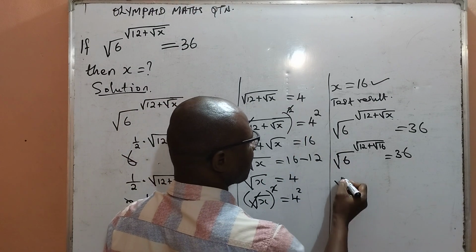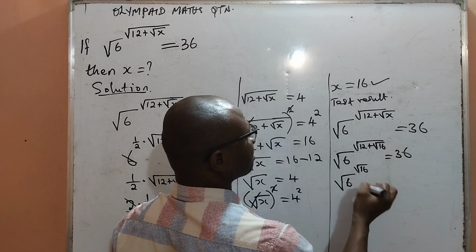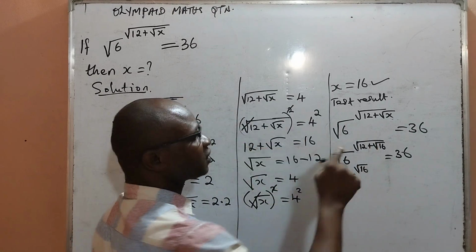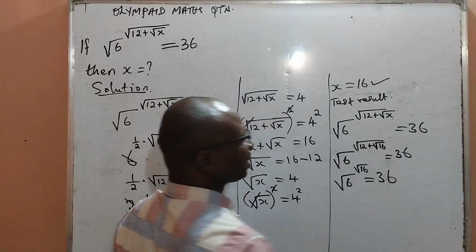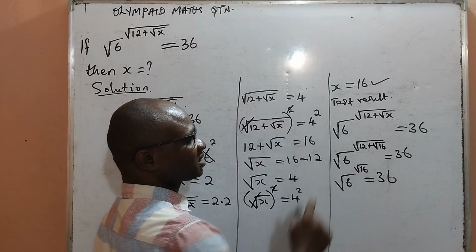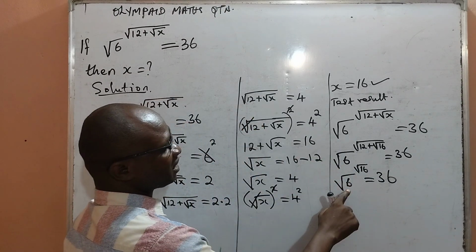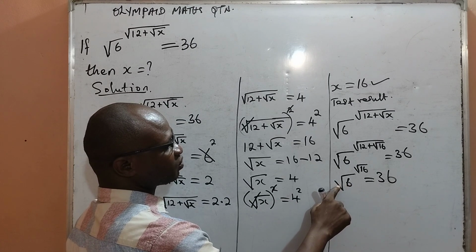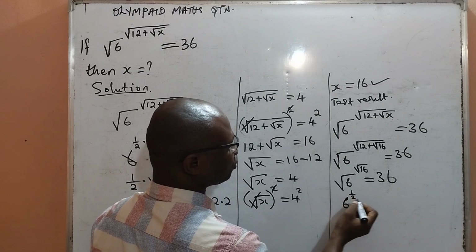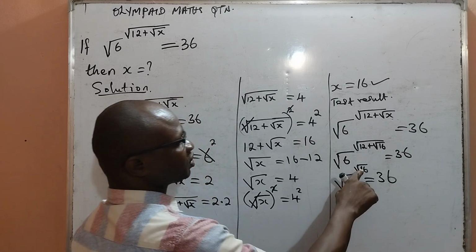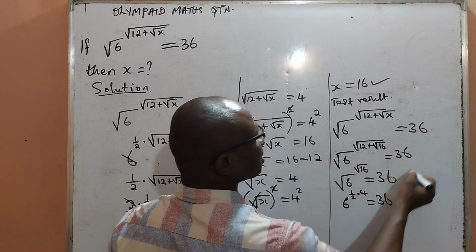Alright, therefore I have the square root of 6 raised to the power square root of 16. The square root of 16 here is 4. 4 plus 12 is 16, so I have the square root of 16. Is this going to give me 36? But the square root of 16 here is 4. Meaning that I will now have, and also remember that the square root of 6 is the same thing as 6 raised to the power 1 over 2. Then multiply by the square root of 16, here is 4. Is this equal to 36?